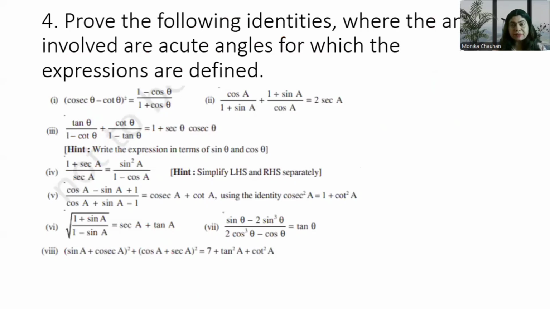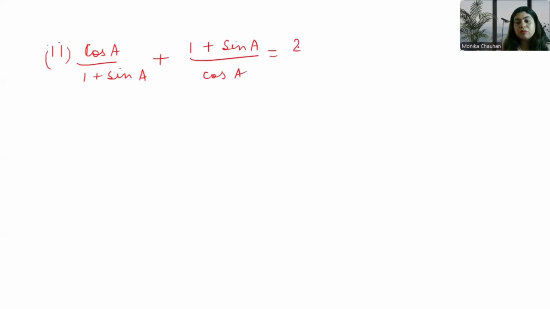The second part is cos A upon 1 plus sine A, plus 1 plus sine A upon cos A, is equal to 2 sec A. So let's write it: cos A upon 1 plus sine A, plus 1 plus sine A upon cos A, is equal to 2 sec A. I think you have to prove that.